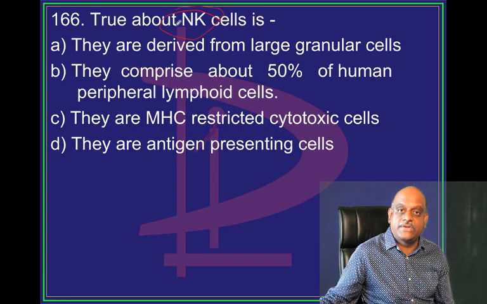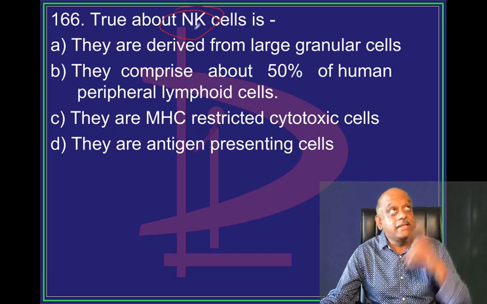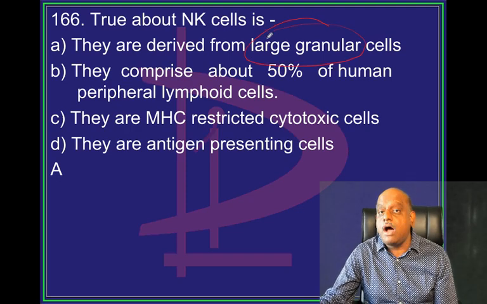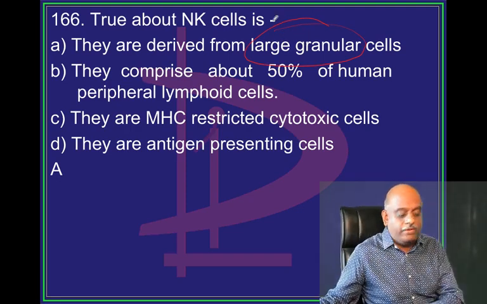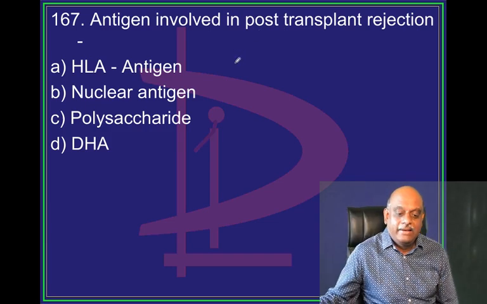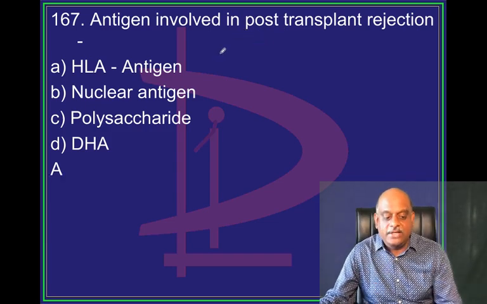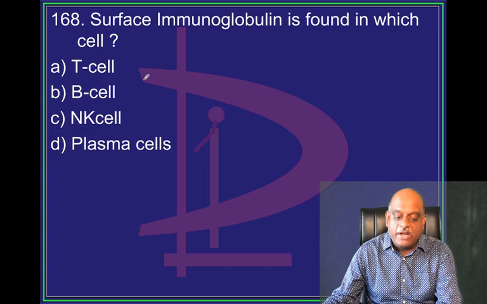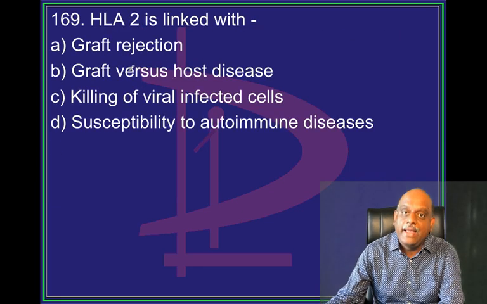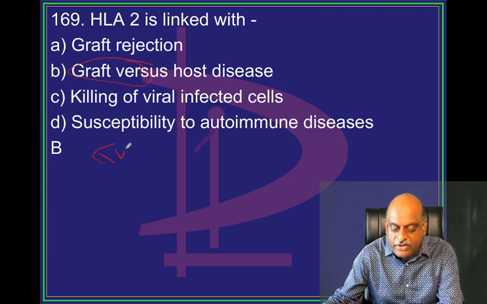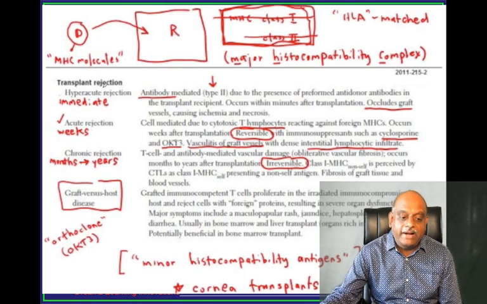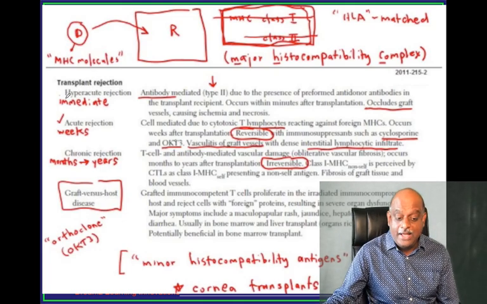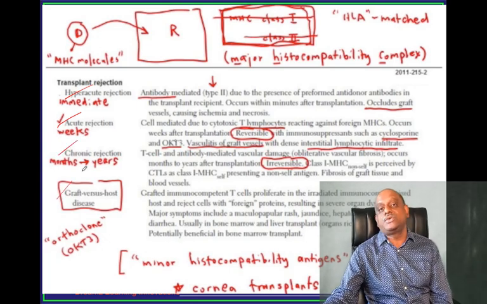Now comes the NK cells. Once more, NK cells are sitting in the examiner's question bank. So be very sure they are derived from the large granular cells, is what you have to remember. Now, post-transplant rejection, it is the HLA antigen which is associated. Surface immunoglobulin is a feature of B cell. HLA2 is associated with graft versus host disease. In transplant rejection, how many types of reactions do you know? Hyperacute, acute, chronic, graft versus host disease.